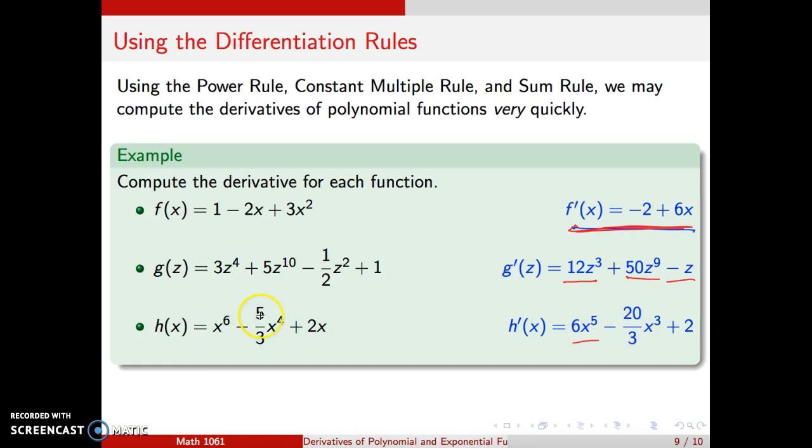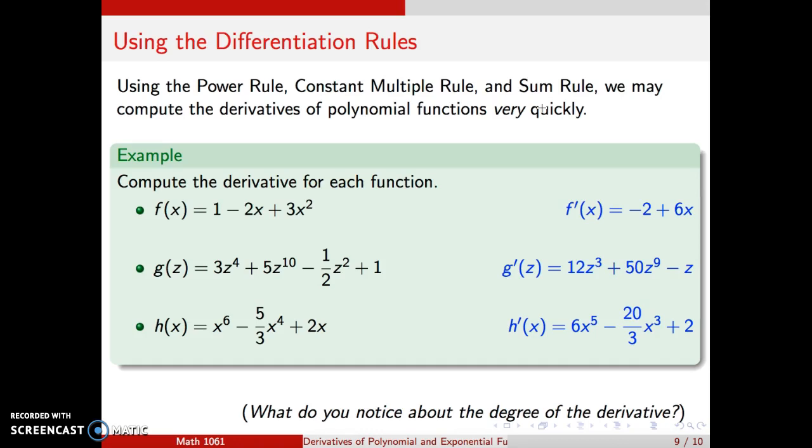For this function h of x, power rule here, 6x to the 5th. 4 comes down, so 5 times 4, 20 over 3, x to the 3, right there. 2x, the derivative is 2. You really will do them that fast with a little bit of practice. So we're not formally thinking about the constant multiple rule and the sum rule over and over again. We probably are thinking about the power rule a little bit.